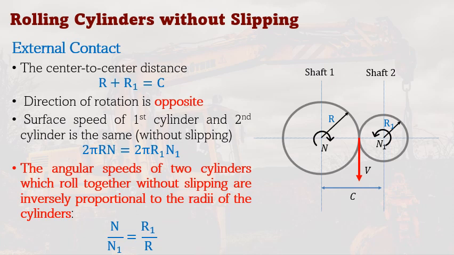And this is the reason why we obtain the relationship that 2 pi r n is equal to 2 pi r1 n1. So this velocity is constant, and that happens when there is no slipping, meaning there's no slippage at that point of contact. If slipping happened, then the velocities of 1 and 2 will not be the same anymore.